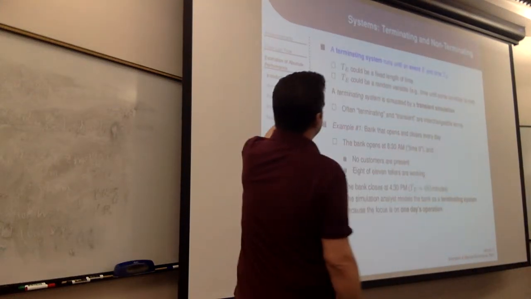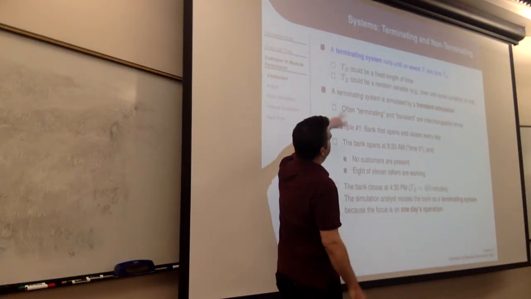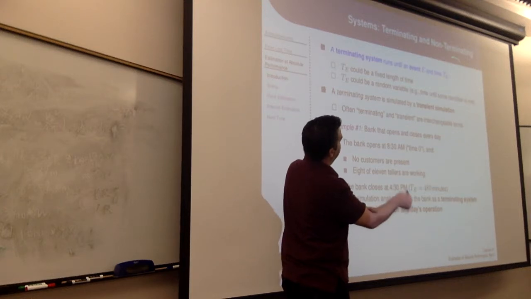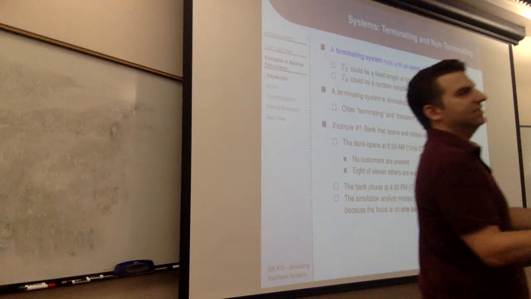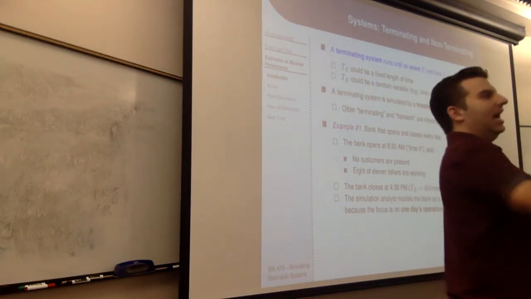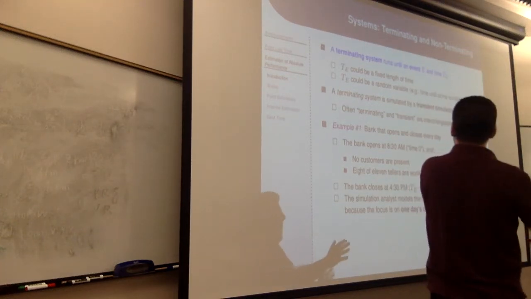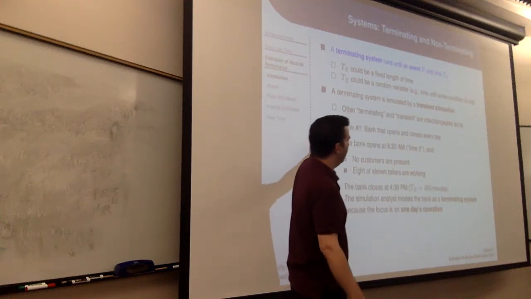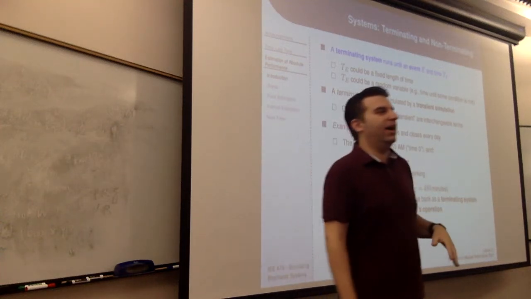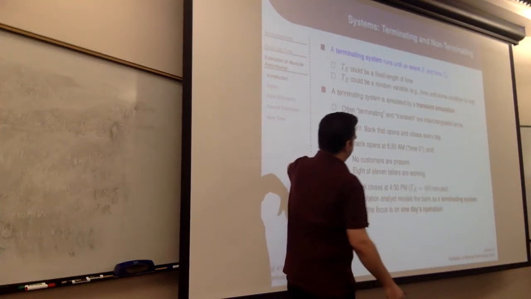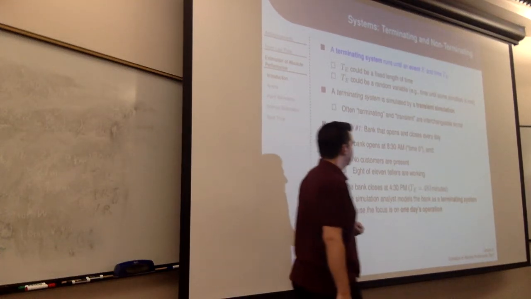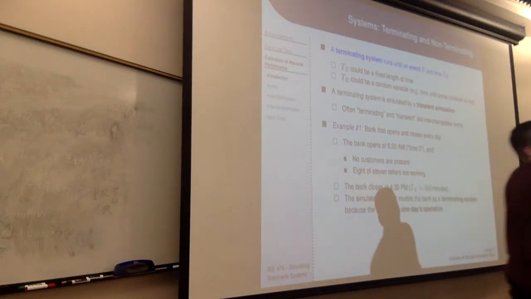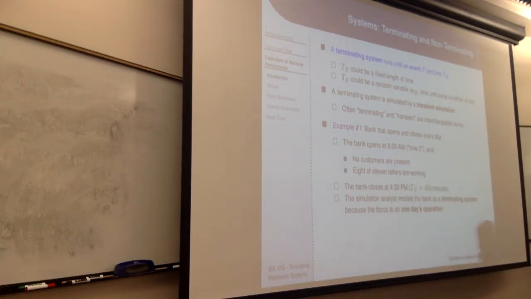A terminating system is a system that runs up until an event E at a certain time. I care about when it starts and when it ends, and I average over that entire span of time, from the beginning till the end. As an example, a bank isn't open for 24 hours. It opens at 8:30 a.m. and closes 480 minutes later, and there are no customers present when it opens, and there may be customers that get kicked out of the bank when it closes.